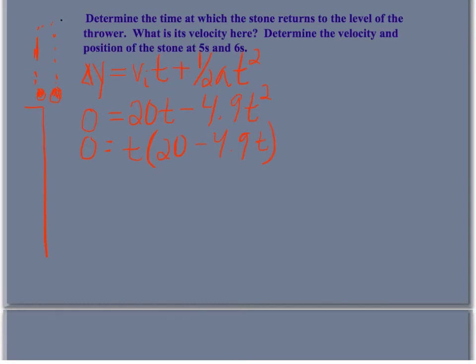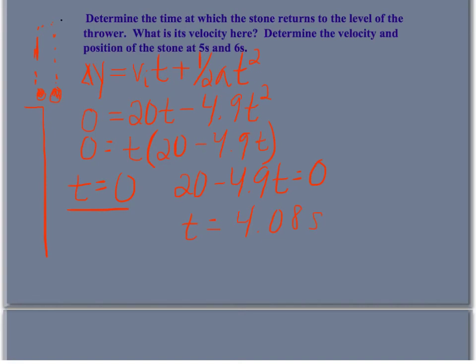So that when you solve for this time, you can have your t equal to 0, or you could also take the 20 minus 4.9 t and set that equal to 0. So what you're noticing is that you actually get two different solutions to this problem. Either you get t equals 0, or when you solve this, you get t equal to about 4.08 seconds.